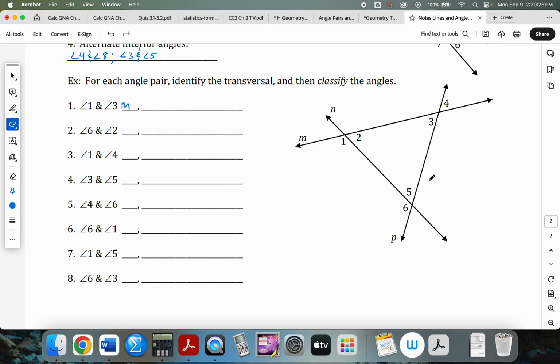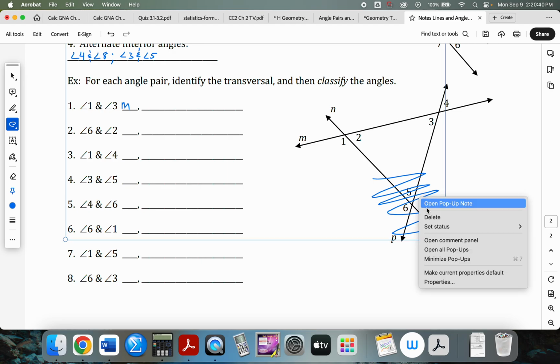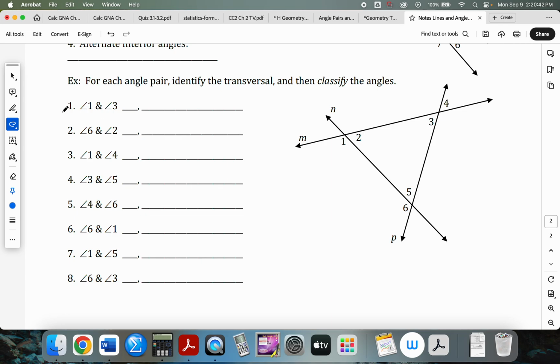When you're doing this problem, we're just looking up here. You don't want to scratch that out because we're going to need it in just a minute. But put your hand over it or something. You don't need to look at that part. So we're just looking at this part up here. Here's my transversal. What type of angles are 1 and 3? Are they alternate interior, alternate exterior, corresponding, or same side interior?